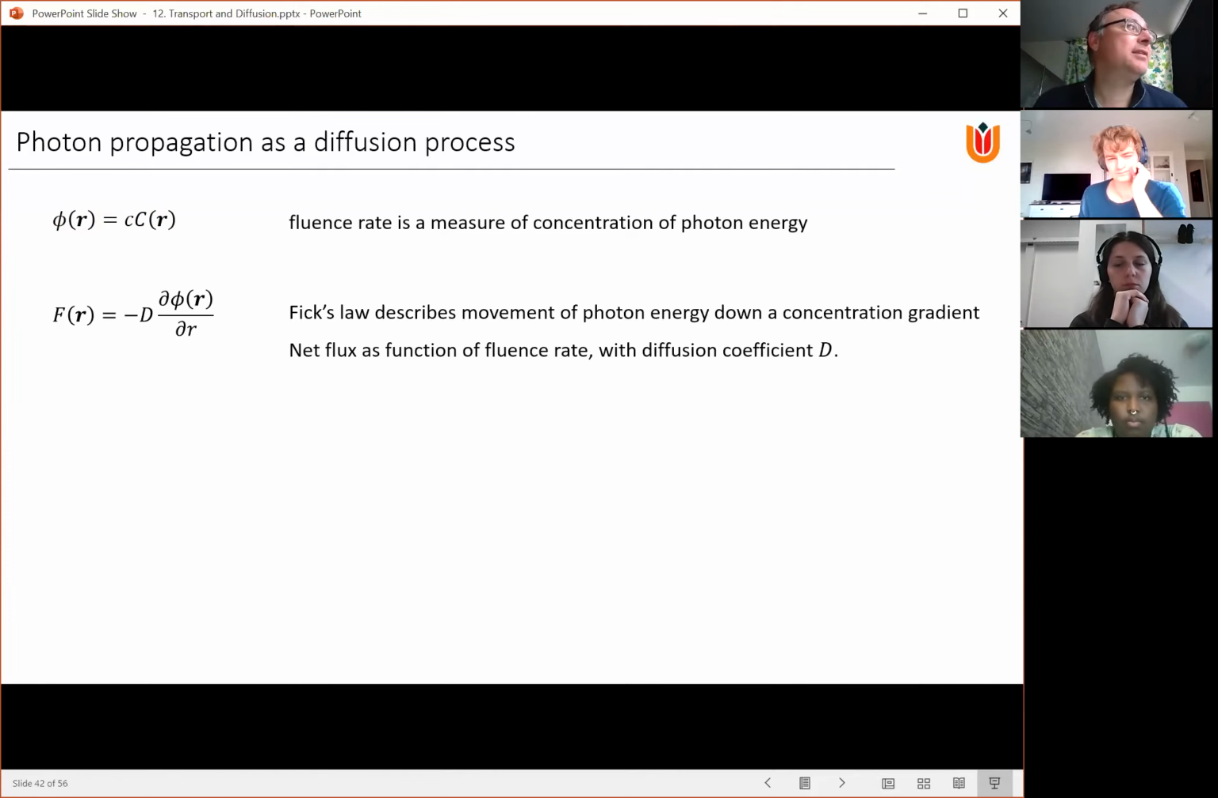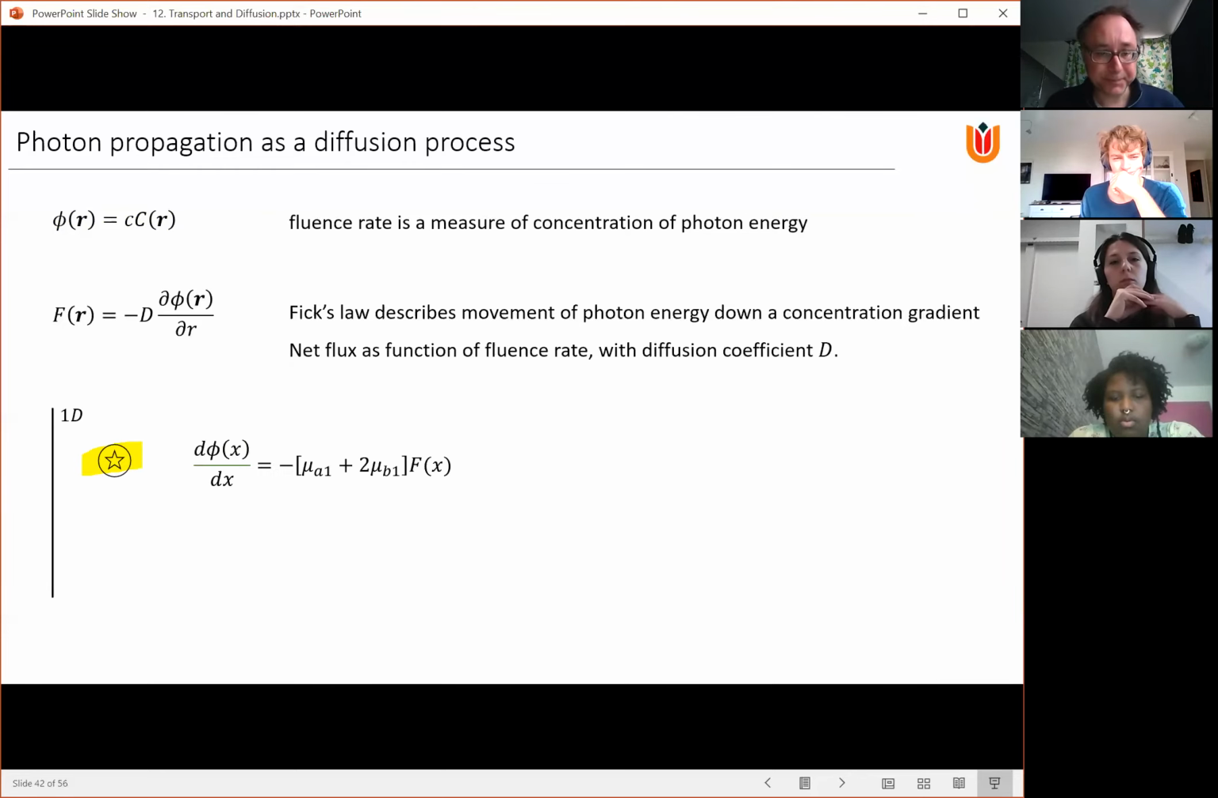Basically the reasoning now is that if we can describe the transport of photons as a diffusive process, then this is the form of Fick's law that does that: net flux, fluence rate, and a new coefficient, a diffusion coefficient D.